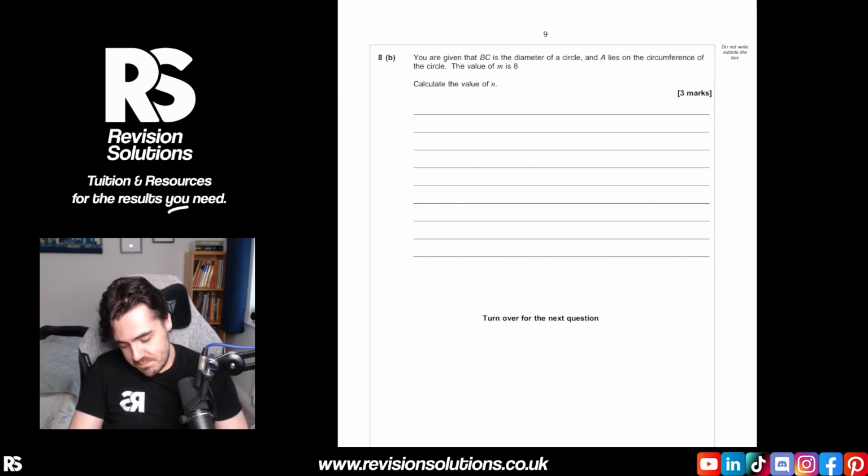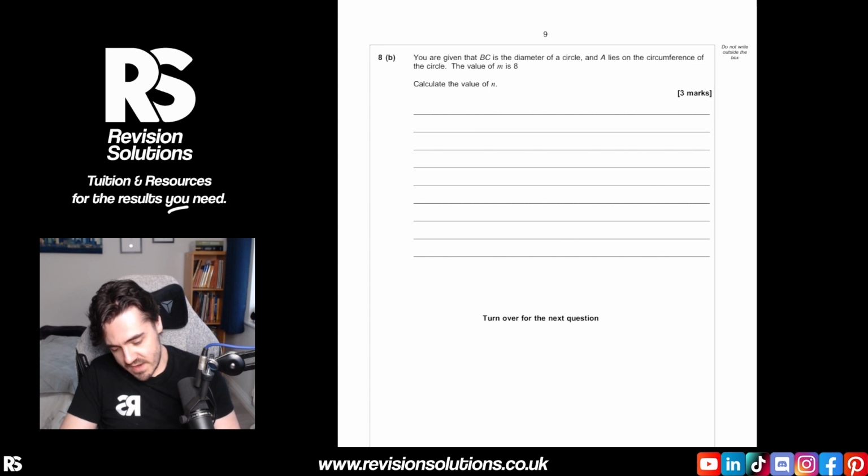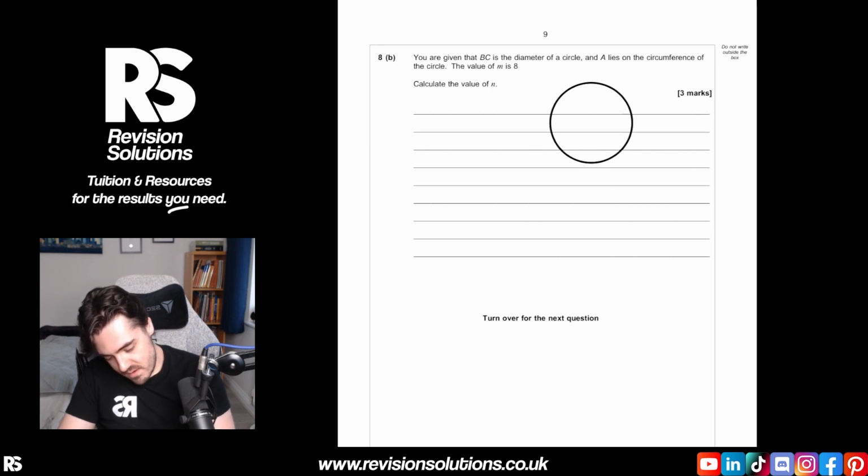Good. Now it says 8b, you are given that BC is the diameter of a circle, and A lies on the circumference of the circle. The value of m is 8. Calculate the value of n. So let's draw a diagram for that. So here's a circle. And then just using what they said, let's say our point A is on the circumference. And we'll have points B and C forming a diameter. And then let's draw our triangle in.